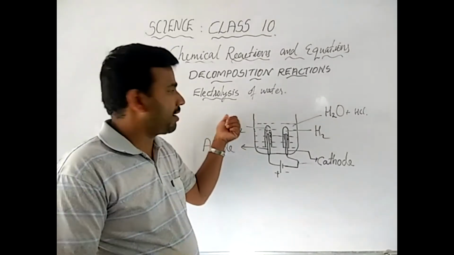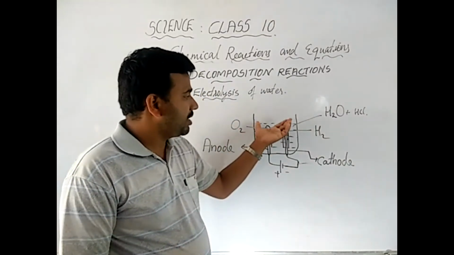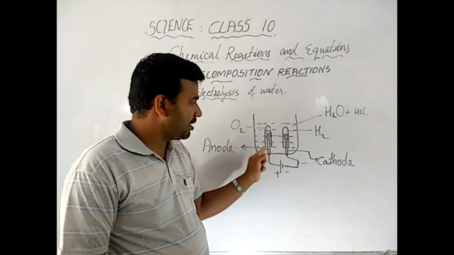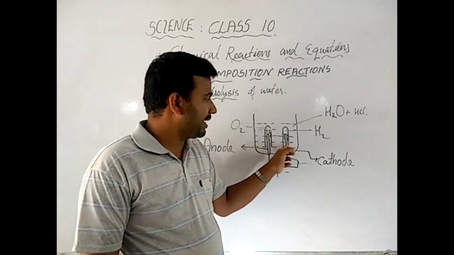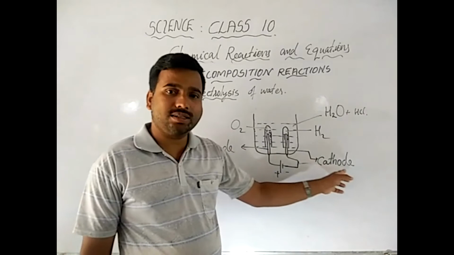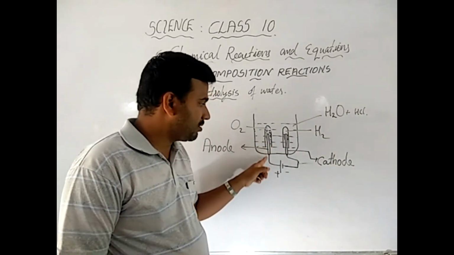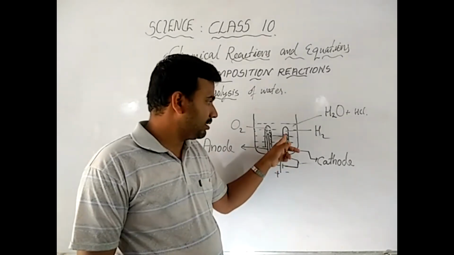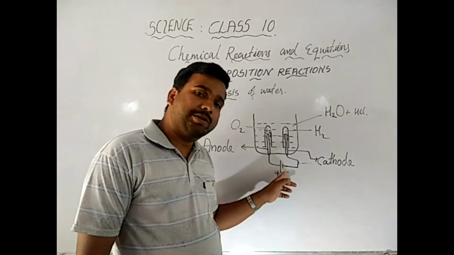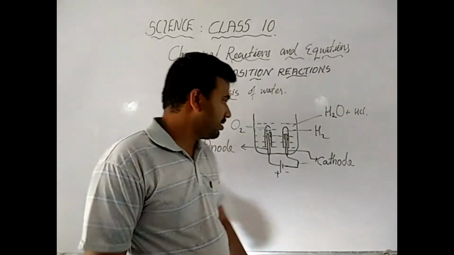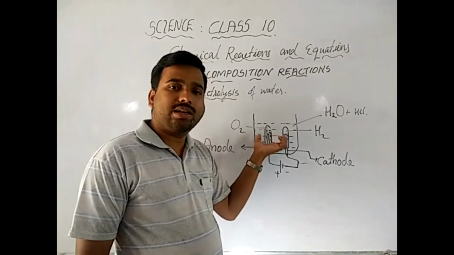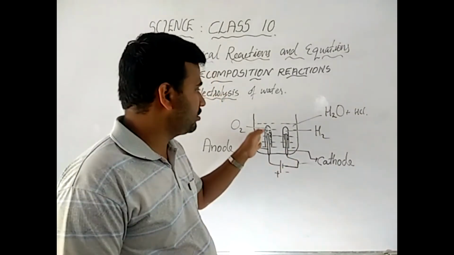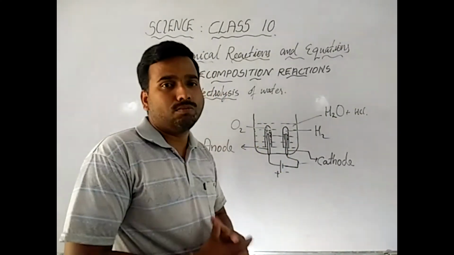Here you can see water we are taking in a mug, and at the bottom we are making two small holes and inserting two graphite rods as electrodes, anode and cathode. The graphite rod connected to the positive terminal of the battery is known as anode, and the graphite rod connected to the negative terminal of the battery is known as cathode. We are adding a few drops of hydrochloric acid to this water in order to make the water more conductive.